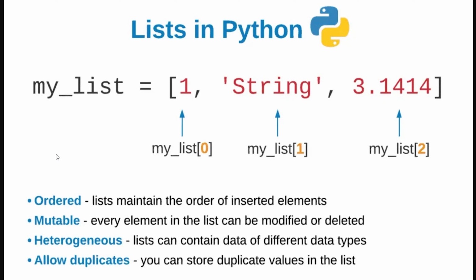The first thing is that lists are ordered. It means lists maintain the order of inserted elements. So every item you put there is going to be ordered as you've defined it. Lists are mutable. So every element in the list can be modified or deleted. Lists are heterogeneous. This means lists can contain data of different data types. And finally, lists allow duplicates. So if you want to store duplicate values in your list, it is completely okay.